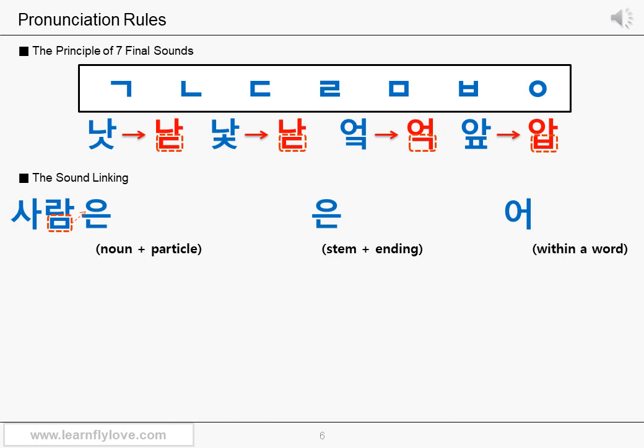Let's see some examples. 사람은. 사람 means a person, and 은 is the auxiliary particle. When you read this, you don't read it 사람은. You read this 사람은.